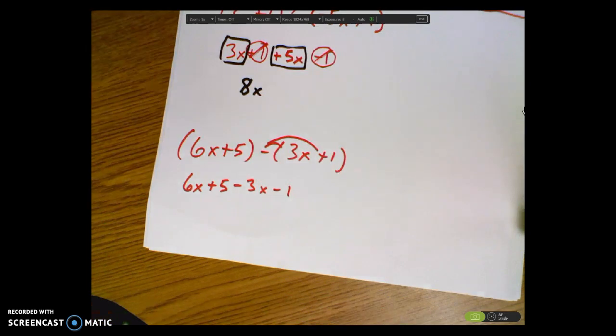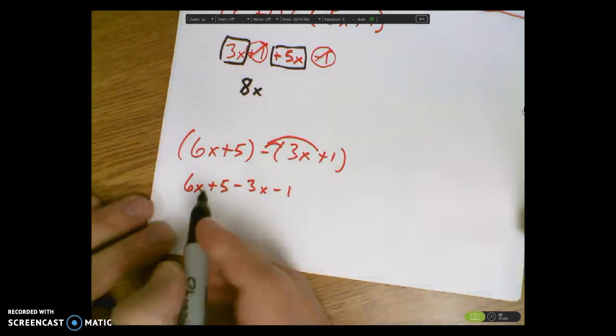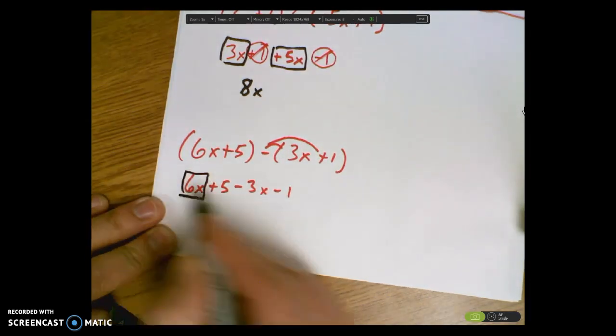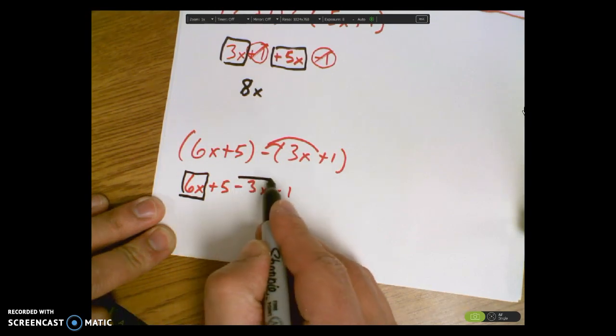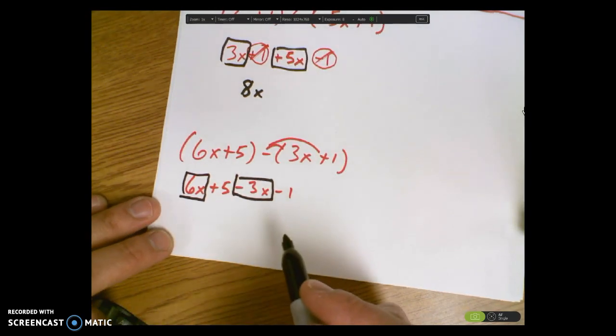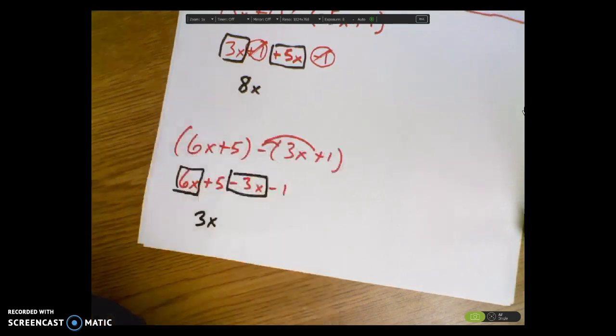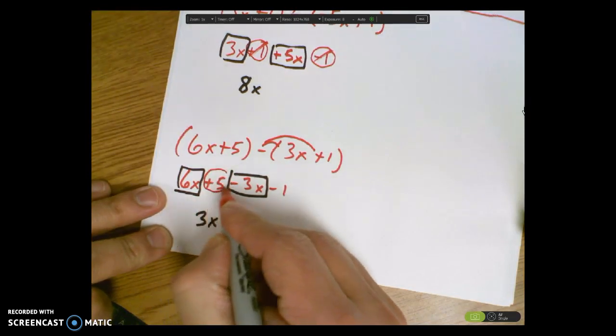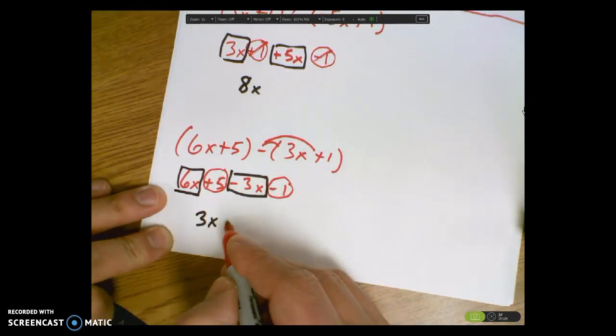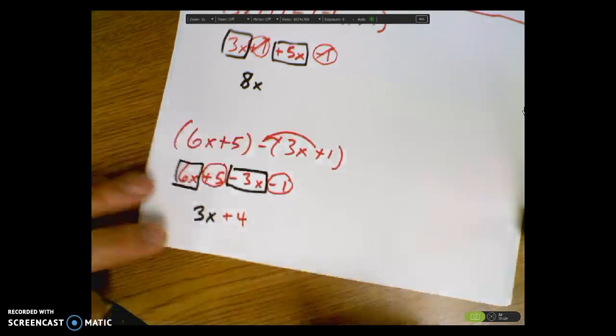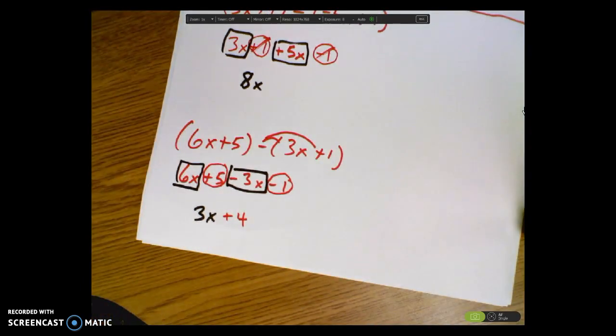I'm going to go through and combine my like terms. So I have 6x minus 3x. I'm combining my x's, and 6x minus 3x is 3x. And then I have 5 minus 1, which is a positive 4. So this is the way that I usually have students do it.